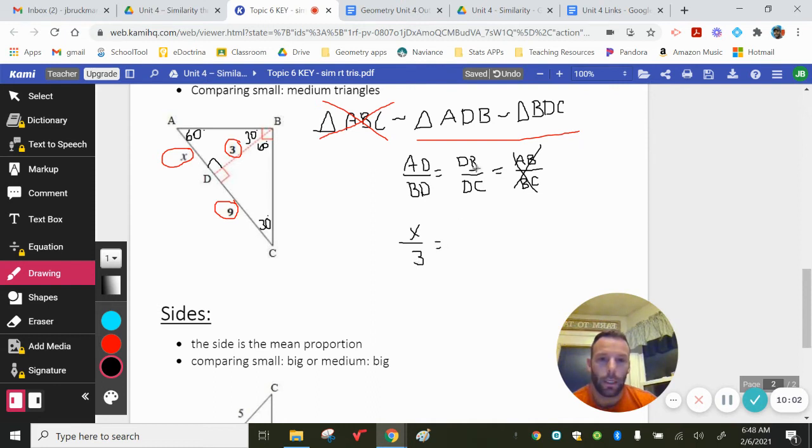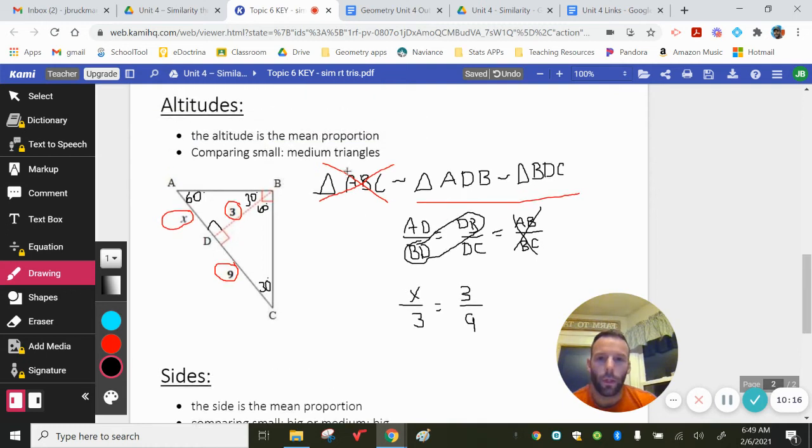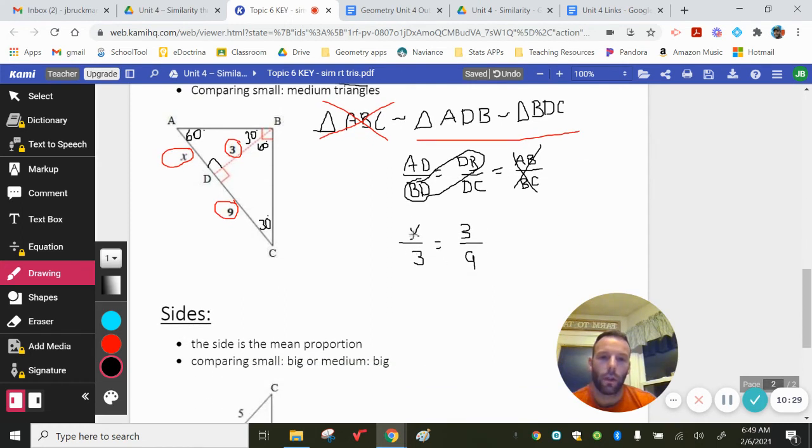The length from D back to B is still 3. And then the length from D to C is 9. Now you notice how this segment BD is the same here and here. This thing is called the mean proportional. What that means is when you have a ratio where the bottom of one ratio is the same as the top of the other ratio, that's what a mean proportional is. And so now we're just simply going to solve for the value of x.